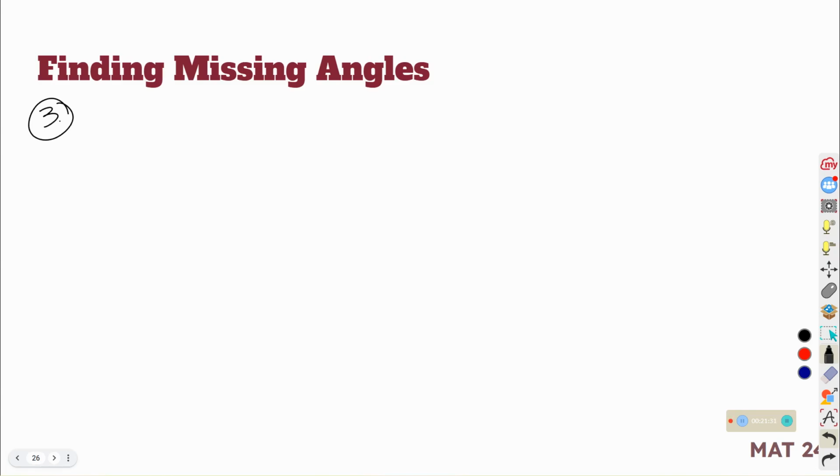We know where our missing angle is. So for this, we're going to set up the trig function that involves the two sides that I know. Because to do a missing angle problem, I have to know two sides.